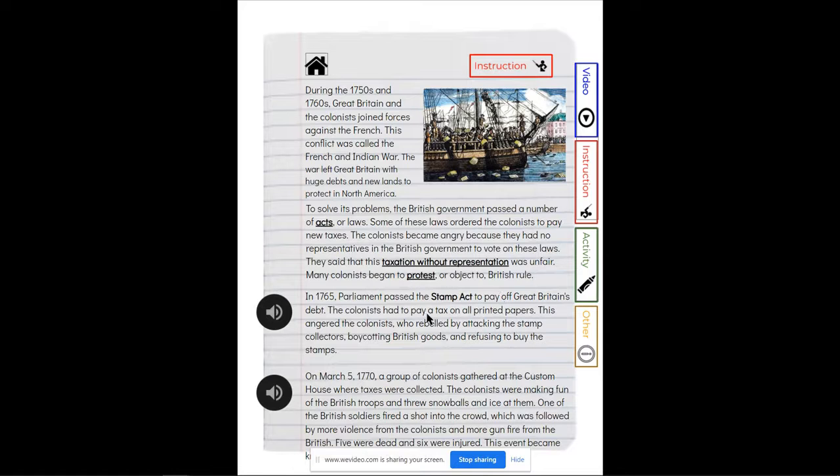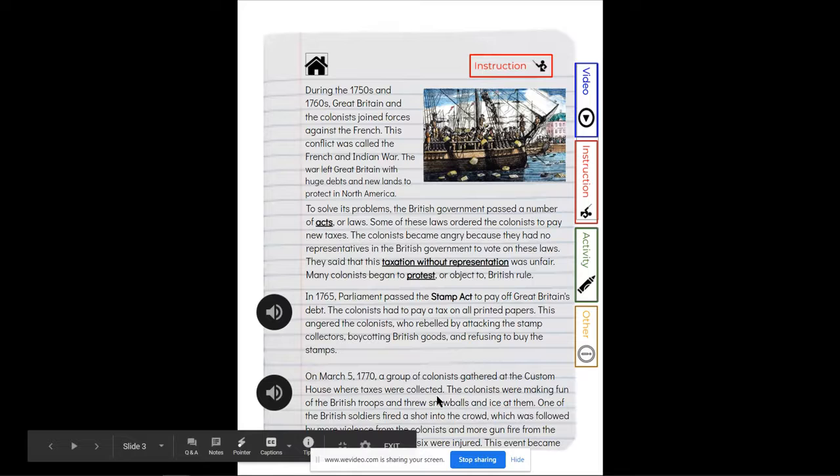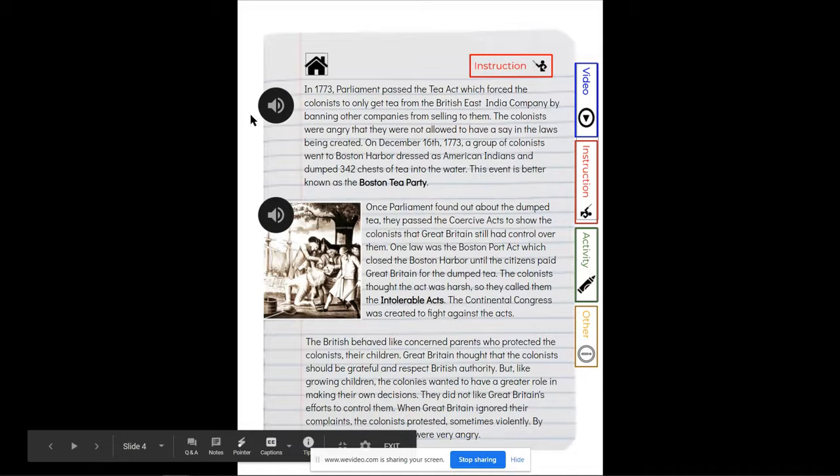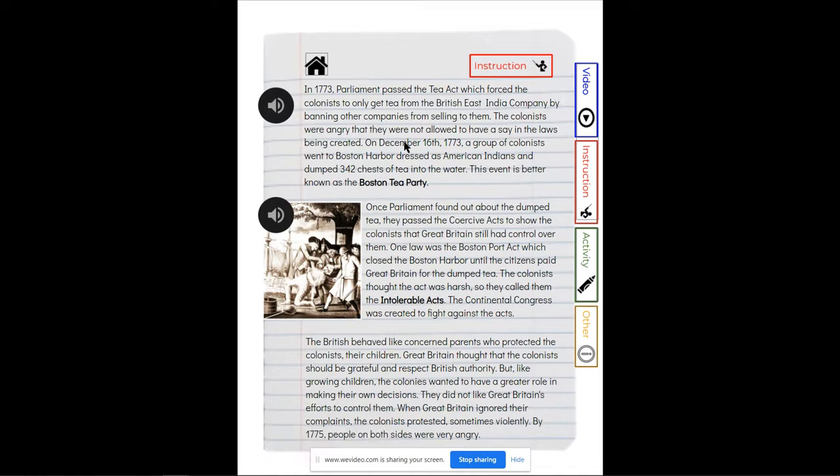So here we'll learn more about the Stamp Act, and you can listen to a lot more information with this audio file. Here you're going to learn about the Boston Massacre, and again, this audio file will give you a lot more information about the Boston Massacre. Continuing on with your instruction, this will give you information about the Boston Tea Party, and the audio file will give you more information about the Boston Tea Party, the Intolerable Acts, and again, here you can listen to this audio file and get more information about the Intolerable Acts.